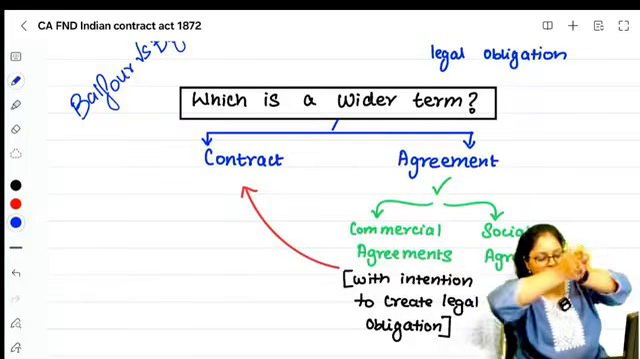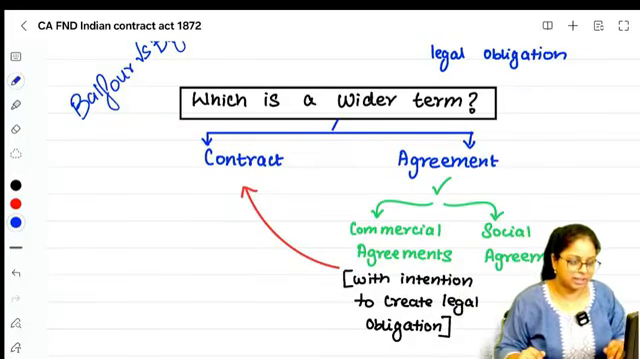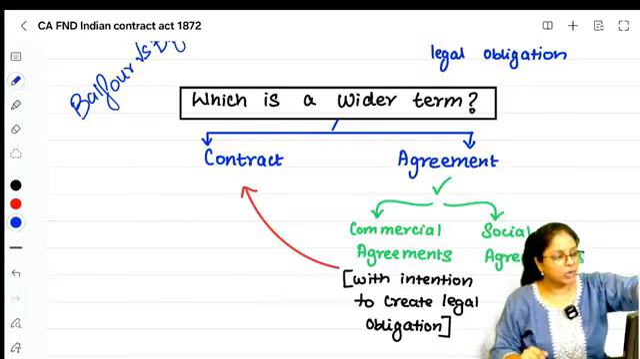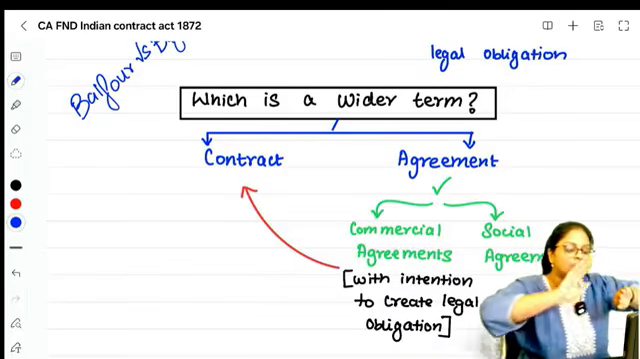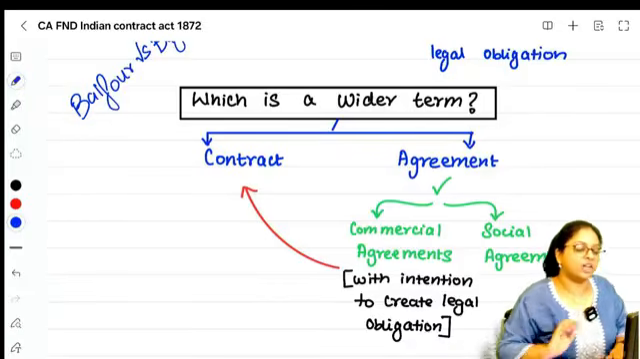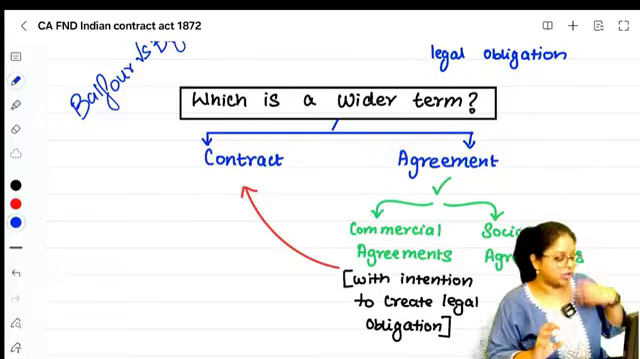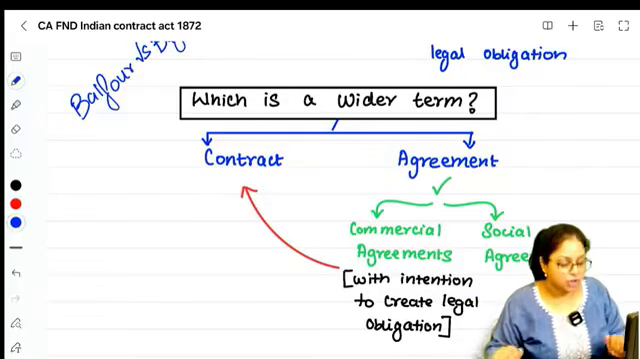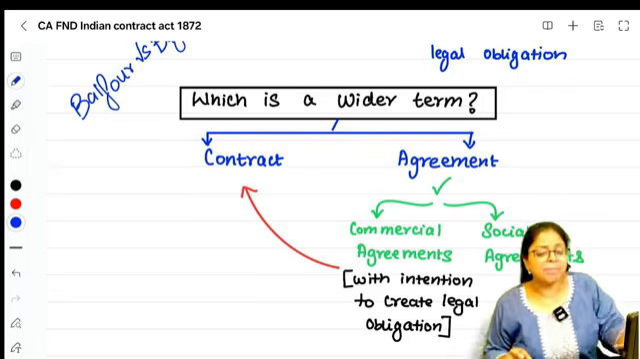Which is wider, agreement or contract? Which is bigger? Agreement. Because within an agreement, both social and commercial come. But which one becomes a contract? If that agreement has enforceability, it becomes a contract. So which is a wider term? Wider term is agreement because it covers social as well as commercial. Is that clear?